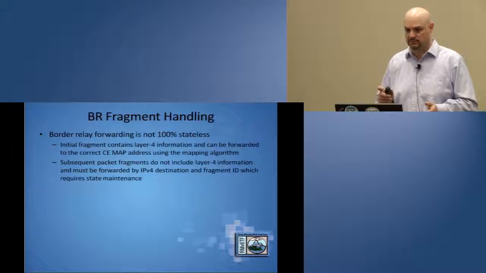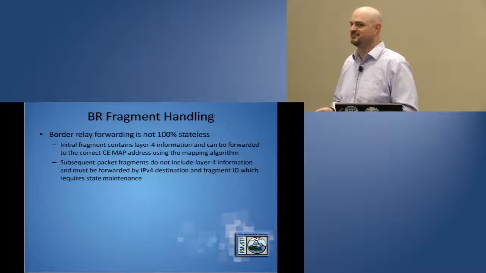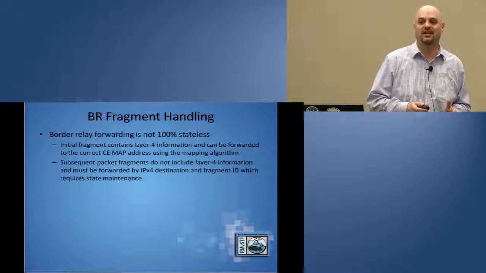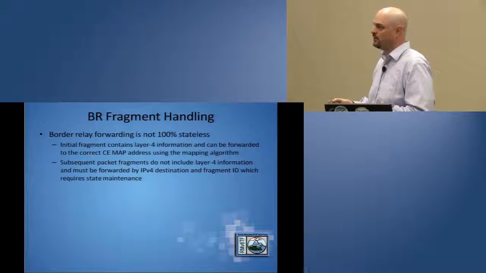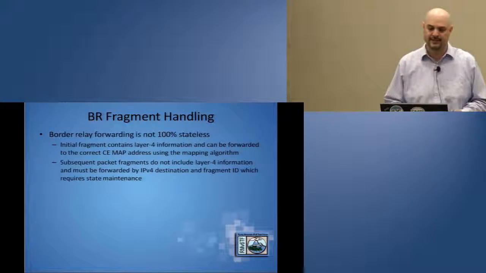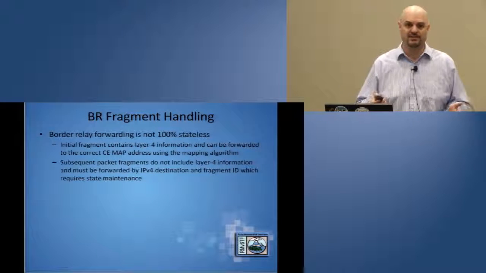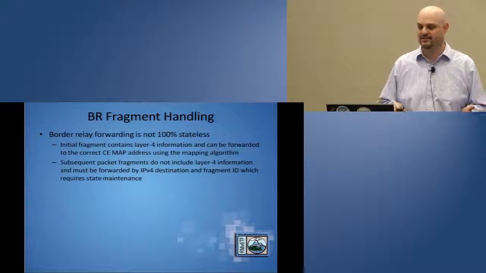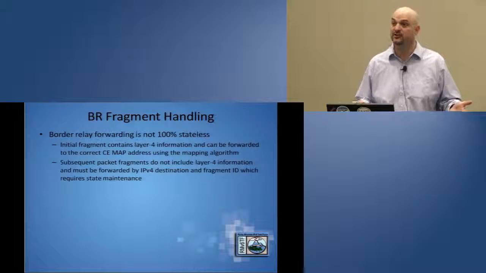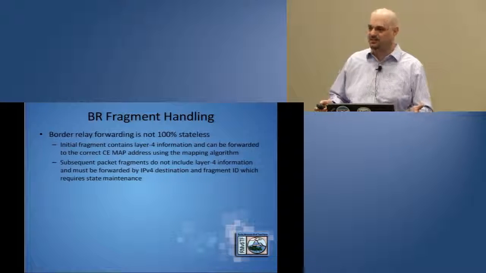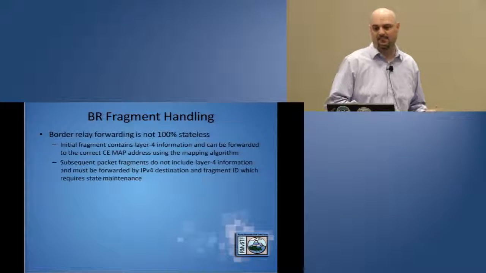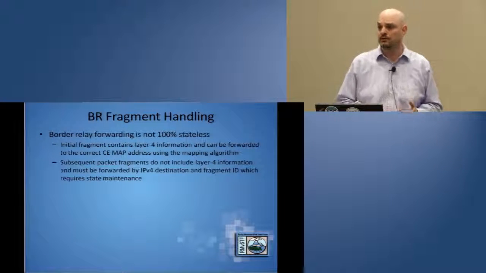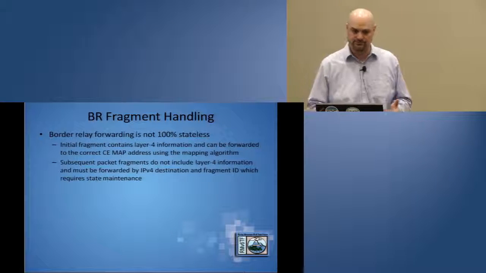Deployment considerations. All right, I lied to you. I fibbed. The border relays are not 100% stateless. Why? Well, we have the fragmentation case. Your initial fragment is going to have the port value. The ones that follow aren't. How are you going to pass it to the right place? How are you going to do the translation? Well, guess what? You're punting it to the control plane. And you're going to have to track the fragment ID and associate it with the proper MAP address that you want to send it to.